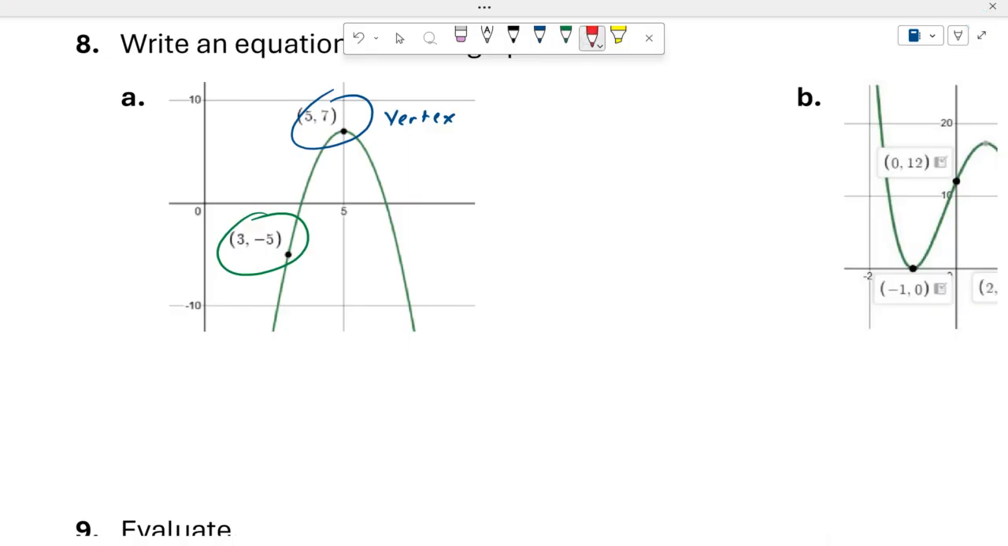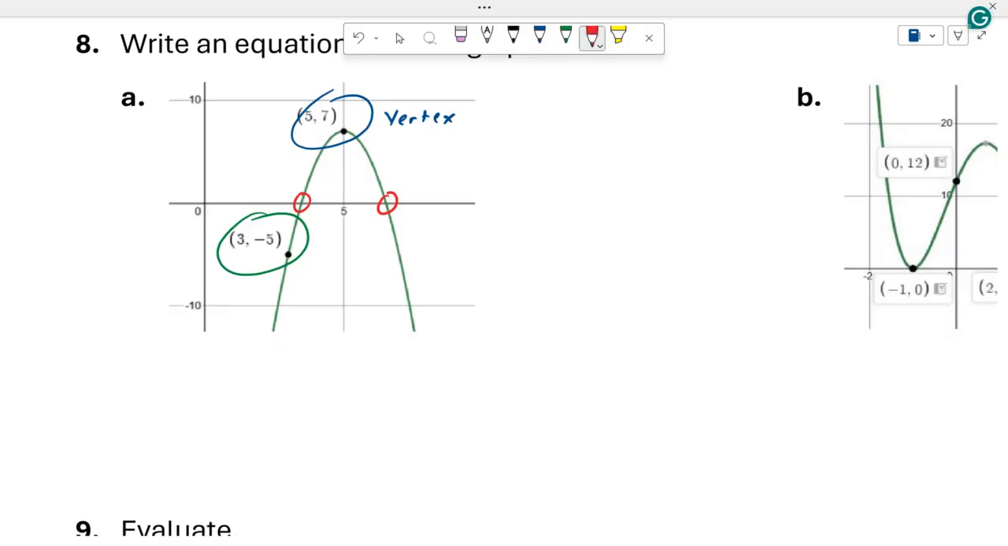What we don't have is our x-intercepts. And we don't have our y-intercept, which is down there somewhere, right? So we don't have our intercepts, but we do have the vertex. Because of that, we have to be smart about what form of the equation of a quadratic function we want to use, right?